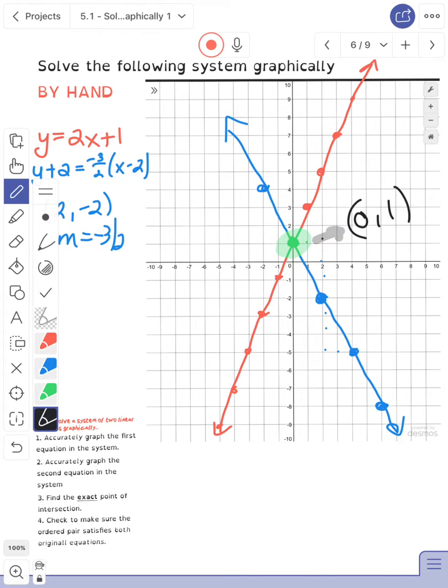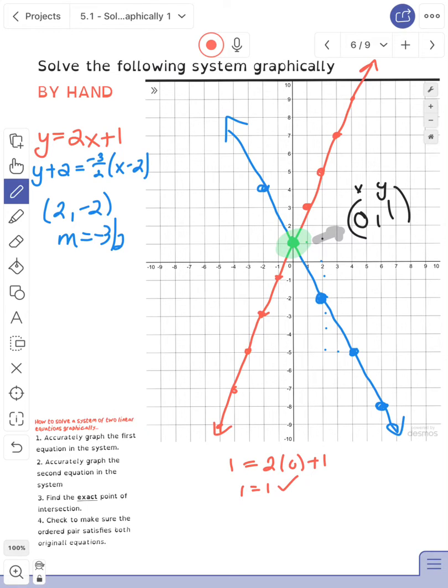So we just want to make sure that it satisfies both original equations. So if the x value is 0 and the y value is 1, let's go plug that into the first equation, which was in red. So let's make sure that if y was 1, I would get that by taking 2 times 0 and adding 1. And that does work out, that 1 is equal to 1. So we're good there. We have to check the second equation.